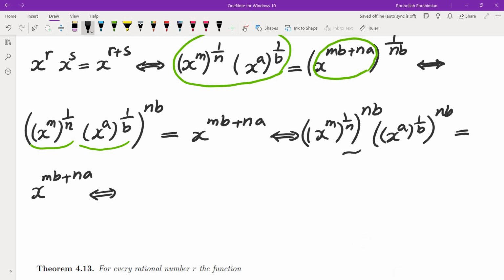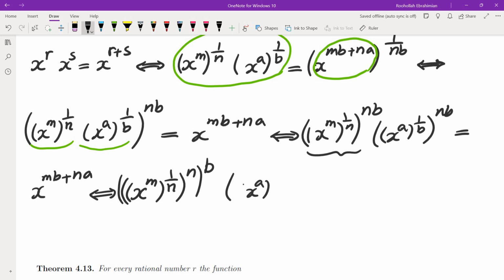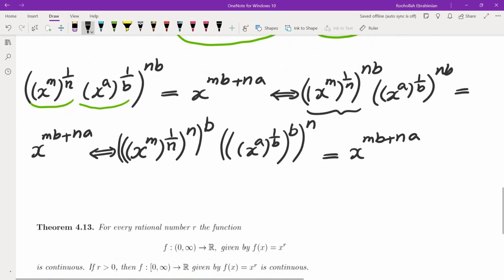Now, again, I'm going to use properties of exponents for integer exponents. I'm going to write it as x to the power of m raised to the power of 1 over n raised to the power of n, and that raised to the power of b, and the other one is x to the power of a raised to the power of 1 over b raised to the power of b, raised to the power of n, and that's equal to x to the power of mb plus na. These are equivalent.